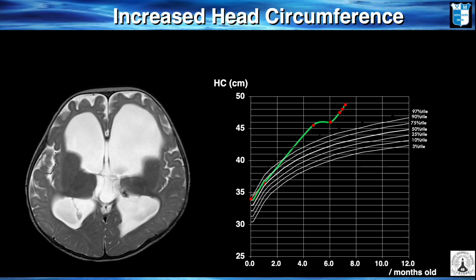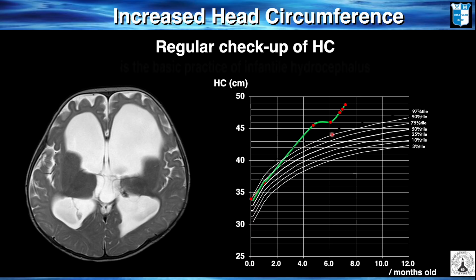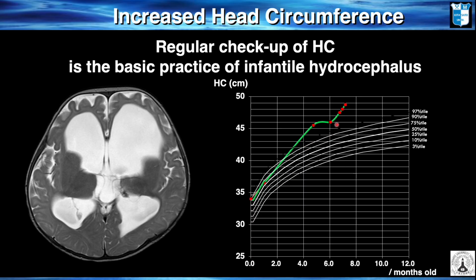A very basic tool for the diagnosis of hydrocephalus is the routine check of increased head circumference. Like in this case, you will see the head circumference increases over the normal range, and then it keeps on increasing. So you can easily diagnose this as hydrocephalus.